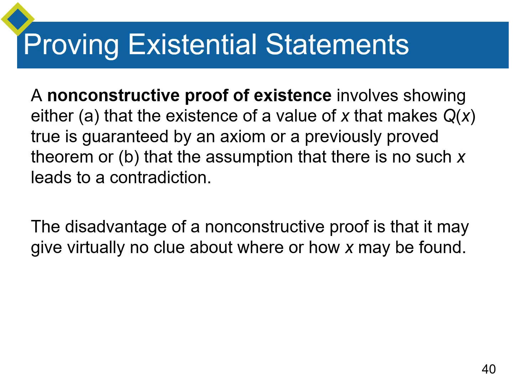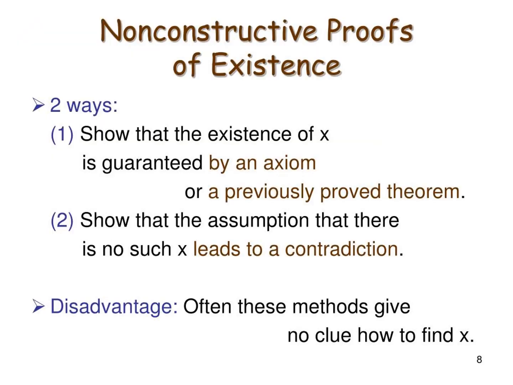A non-constructive proof of existence involves showing either A, the existence of a value of x that makes Qx true is guaranteed by an axiom or by a theorem, or B, the assumption that there is no such x leads to a contradiction. This we call non-constructive proof. For non-constructive proof, we have two ways. First, show the existence of x is guaranteed by an axiom or by a theorem. Second, show the assumption that there is no such x leads to a contradiction.